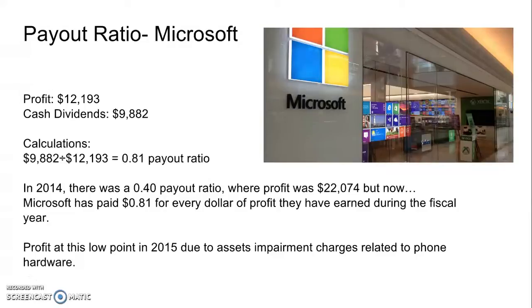Microsoft has paid 81 cents for every dollar of profit that they have earned compared to 2014's 0.40. Things they could do to improve the ratio for next year is increase prices on products or issue less common shares.